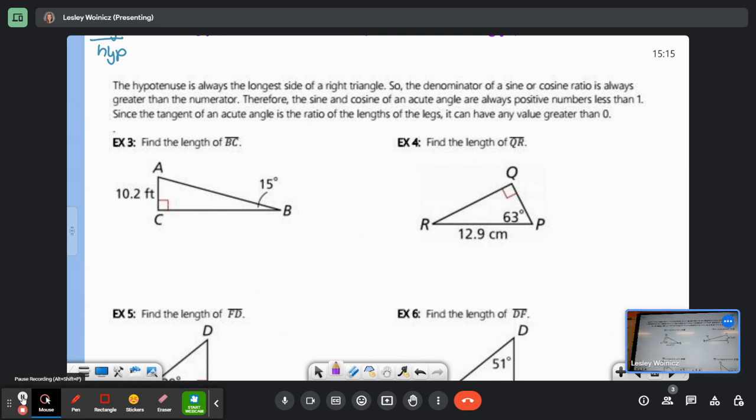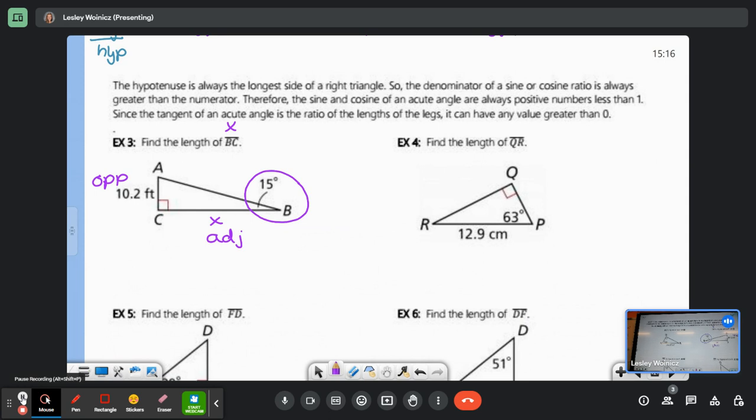All right, so we're going to find these lengths. Okay. We're trying to find the length of BC. Can we call that X? Okay, so look at my labeled information. Do you see that I have a 15-degree angle B? With respect to that angle, do you see that the 10.2 side is the opposite, and the X is the adjacent? Everybody okay with that? And this one's the hypotenuse, but I'm not going to use it because I don't know anything about it.